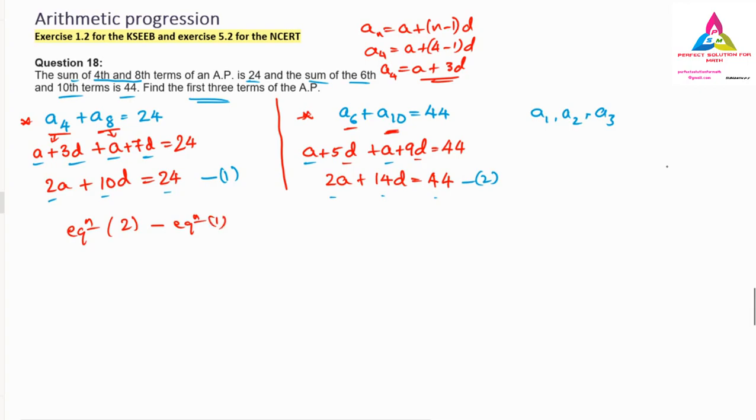So we have to simplify now. Equation 2 is 2a plus 14d equals 44, and I will write one below the other. Similarly, equation 1 is 2a plus 10d equals 24.